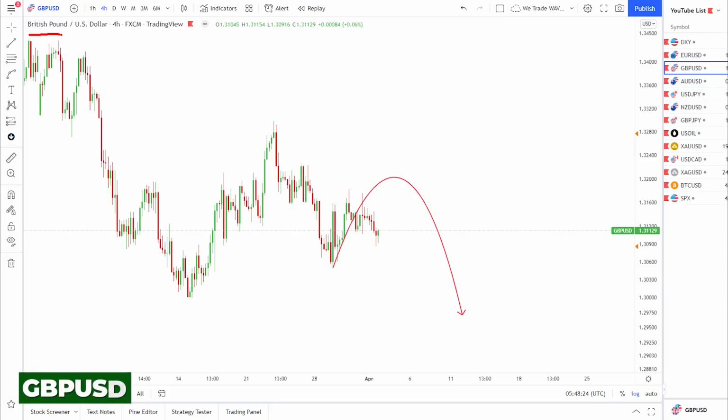Pound dollar, how many of you guys remember this forecast to the upside? From here we said market will be going up, this up wave will be a corrective structure similar to the previous one, and then another drop. So from here we knew market will be going up, and then a drop afterwards.